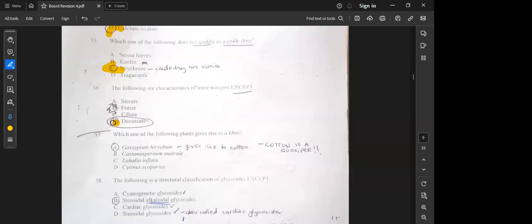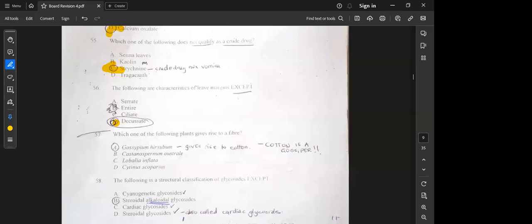Moving on to the next question. The Panther has already sent me the picture. Nice. Moving on. The following plants give rise to a fiber. Which one of the following plants gives rise to a fiber? Is it gossypium, castanospermum, lobelia, or cytinus? Which one gives rise to a fiber?